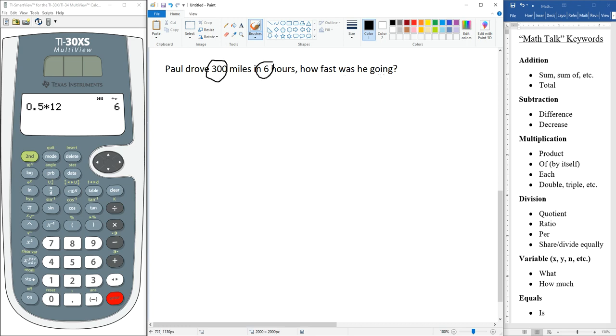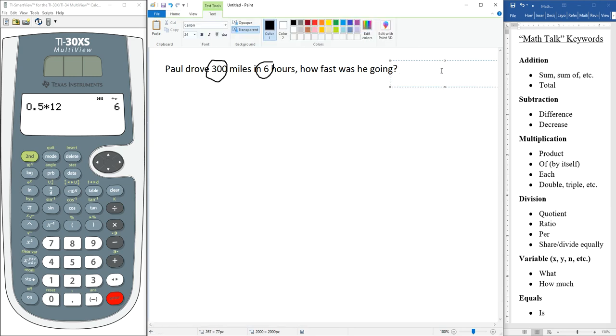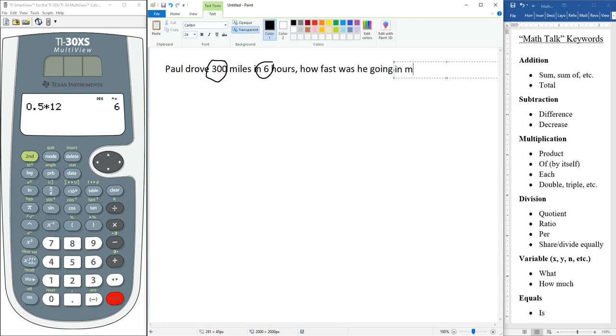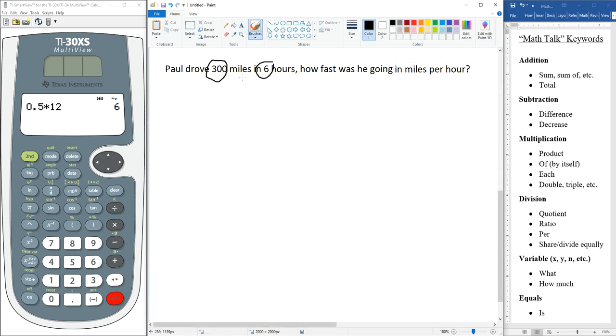Well, how fast was he going? That in and of itself, not too clear. Let's make a little addition here, okay? What if we say how fast was he going in miles per hour? Okay, I think that'll be a little bit better. There we go. That's better. Okay, so like I said, we all bring something here to the table. So we have our 300 and our 6. So let's focus on those.